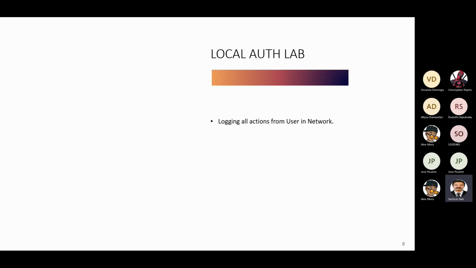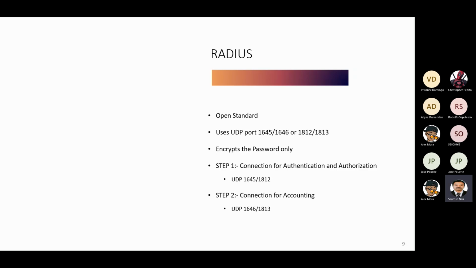Now we have gone through the basics of AAA and we have done a lab on local authentication. You can also do that lab in your lab environment. Next one is Radius. What is Radius and what is TACACS? Radius is an open standard for implementing AAA. As we mentioned, it is used for implementing AAA in our network, like in a wired network, wireless network, or VPN network. If we want to implement authentication, authorization, and accounting, we use Radius.